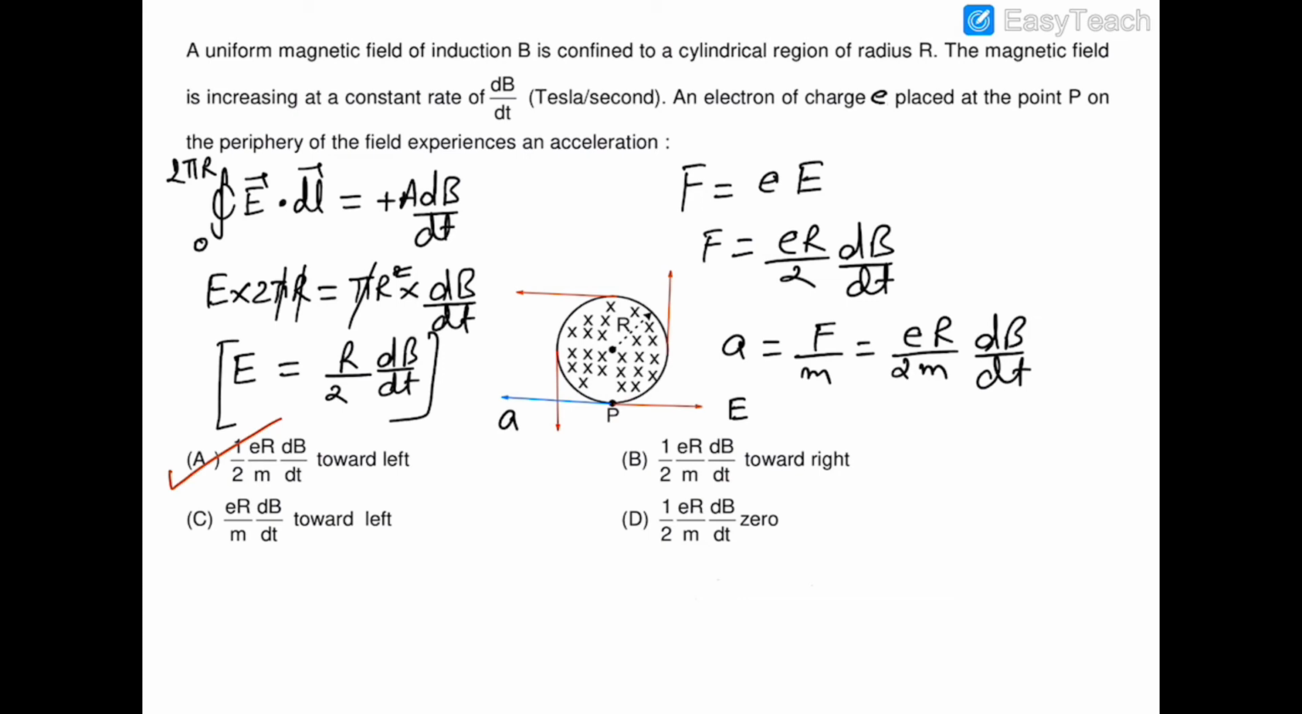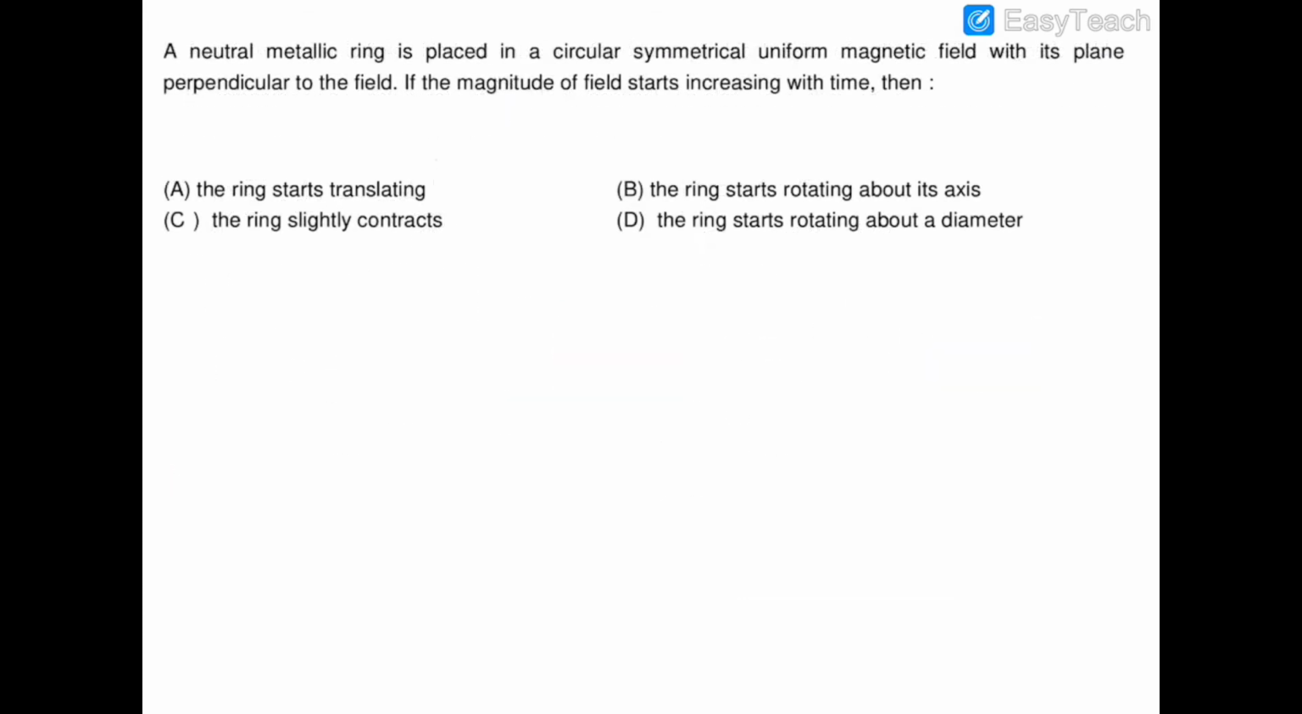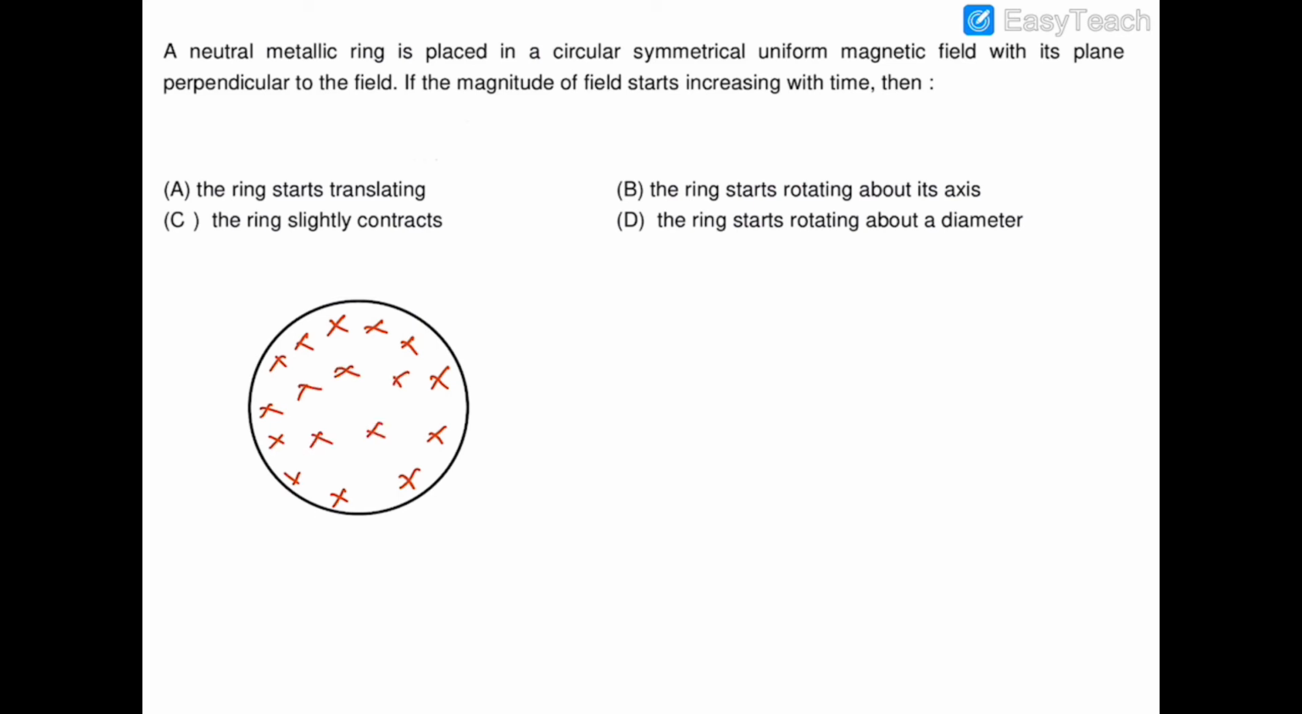Now we move on to the next question. In this question, it is given that there is a neutral metallic ring. You can draw the diagram. There is a neutral metallic ring in which a magnetic field is associated, and this magnetic field is pointing, let's suppose, inside the plane. It is not mentioned in the question what the direction of this magnetic field is, but we are assuming that it is pointing inside the plane.